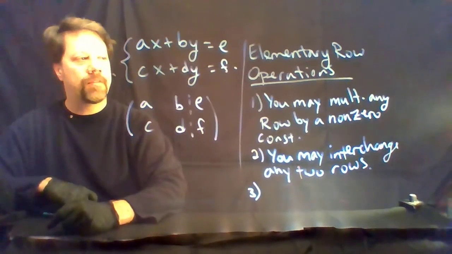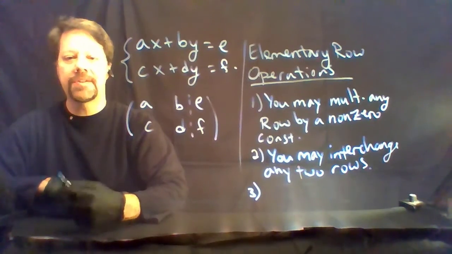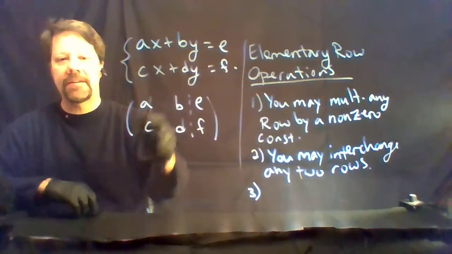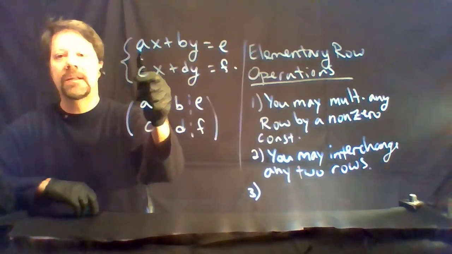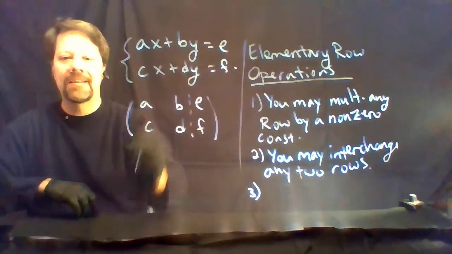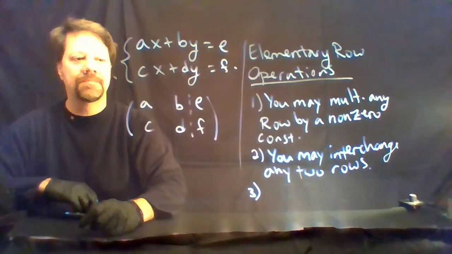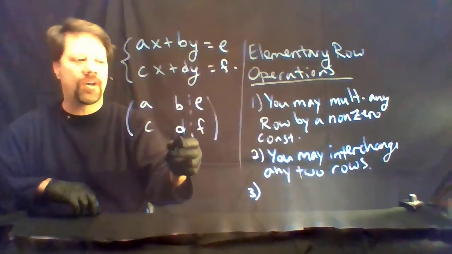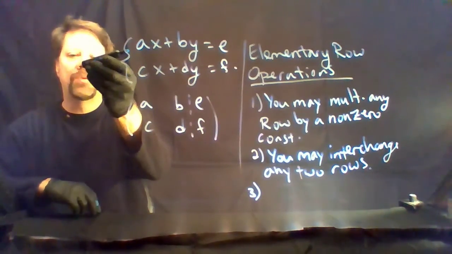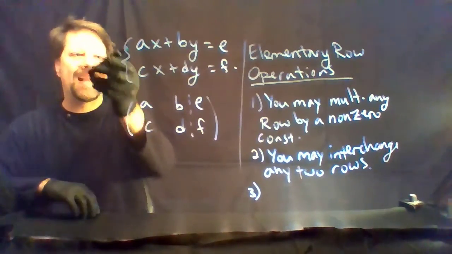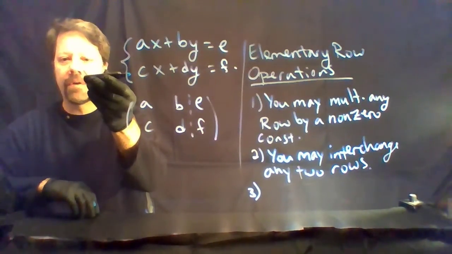Finally, the third elementary row operation, and this is the one that allows you to eliminate variables. If I were to eliminate, say, the x variable, I might multiply the first row by c and the second row by negative a, and then add the equations together. To formalize that process down here on these augmented arrays, you can multiply a row by any constant at all and add what results to a different row.